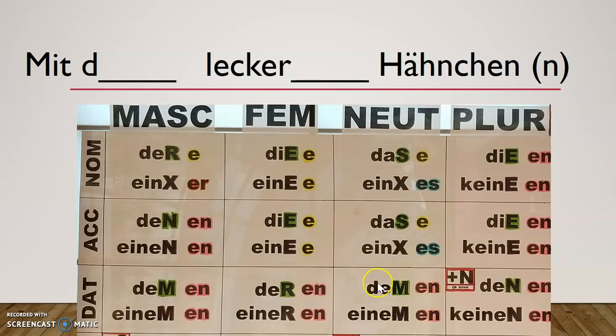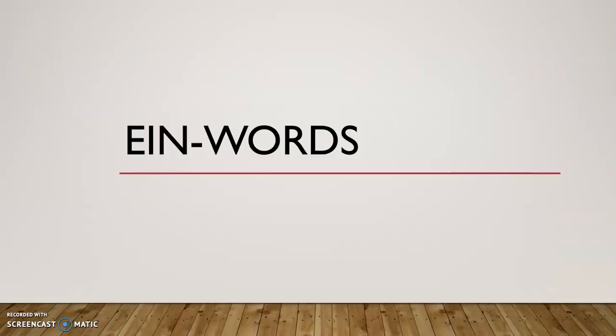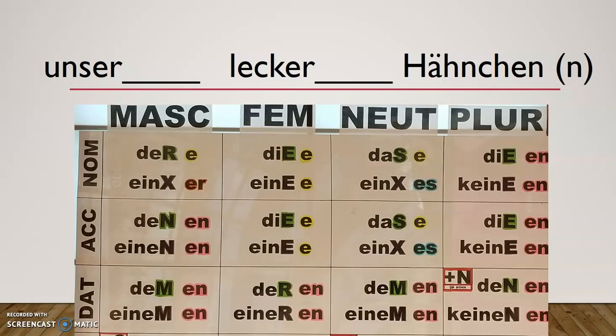So we get mit dem leckeren Händchen. Now let's move on to some ein-word examples. Those are with definite articles, these are with indefinite articles. Let's look at our first example. We have the same one before.